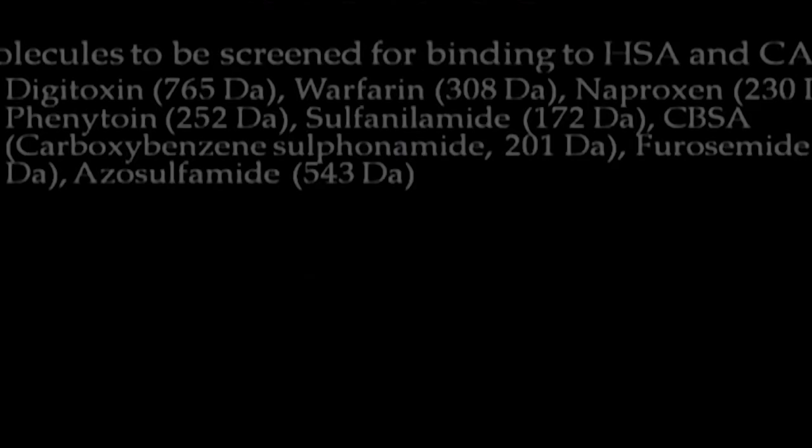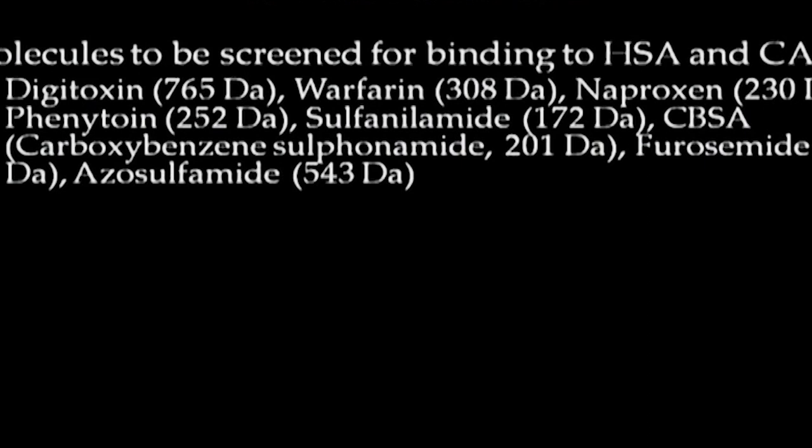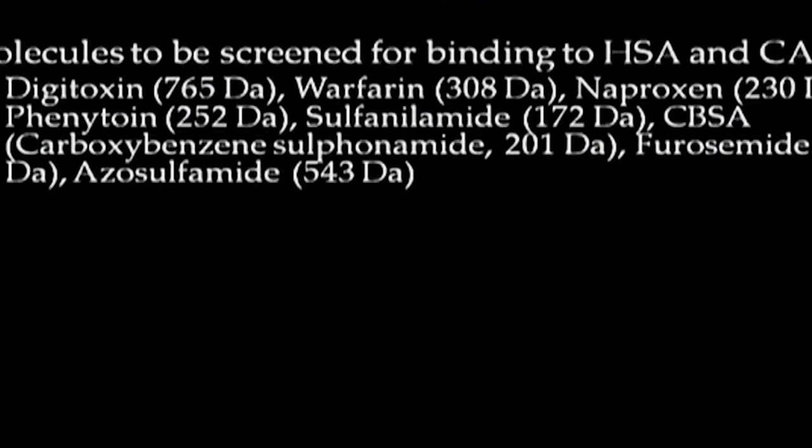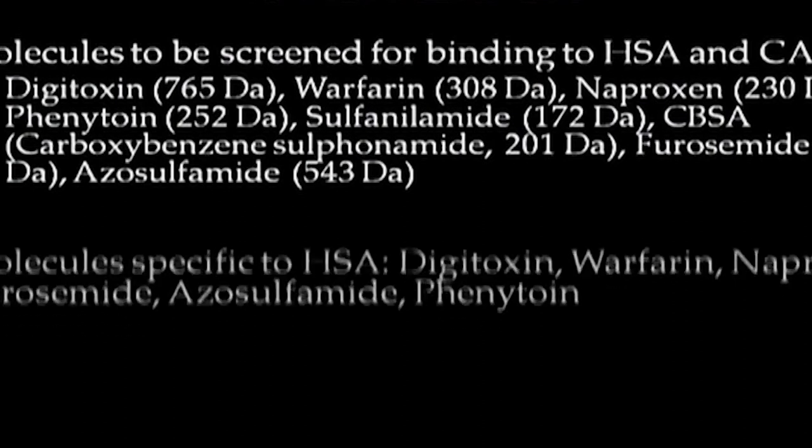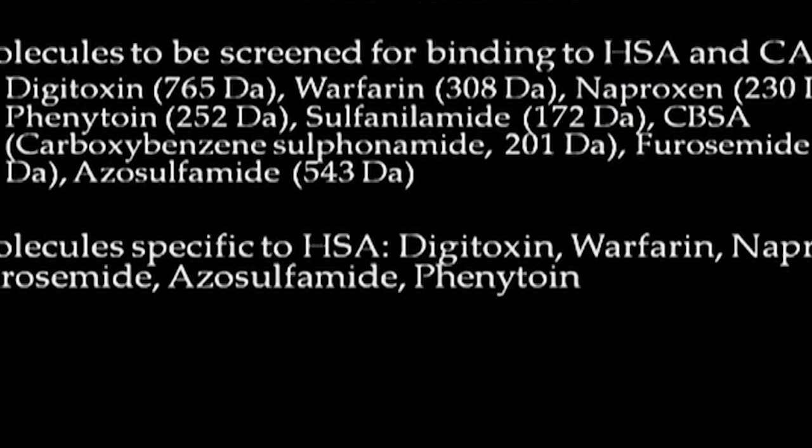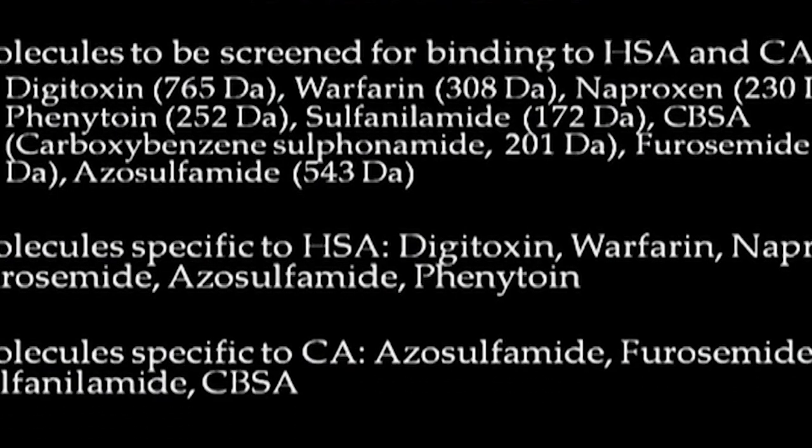These small molecules to be screened for binding will include digitoxin, warfarin, naproxen, phenytoin, sulfanilamide, carboxybenzene sulfonamide, furosemide, and azosulfamide. Some of these molecules are specific to HSA, whereas the rest are specific to CA, furosemide being specific to both. Warfarin will be used as a positive control for human serum albumin and furosemide for carbonic anhydrase.